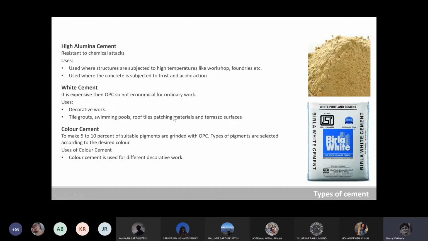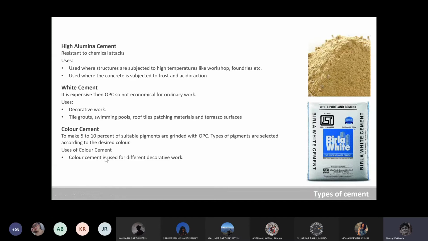In white cement we can add color pigments so that we can match it to the tile grouts, or wherever the cement joints are visible, we try to match it with the proper color pigment and use it. So that's where the decorative works come in. Color cement, yeah, okay.